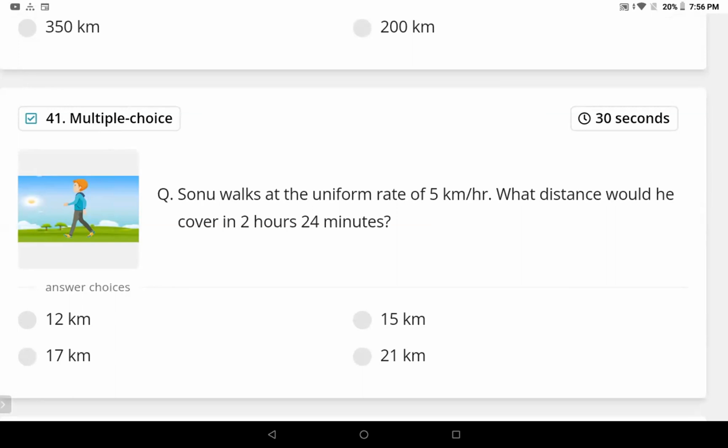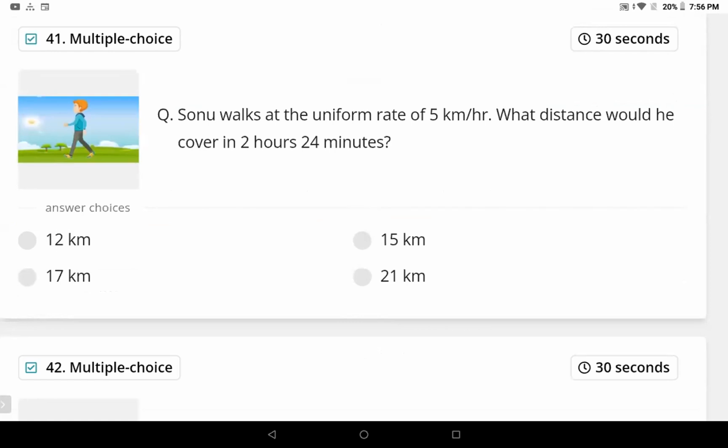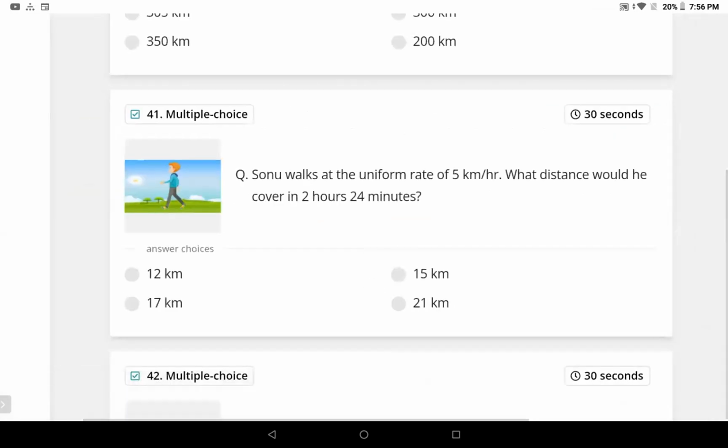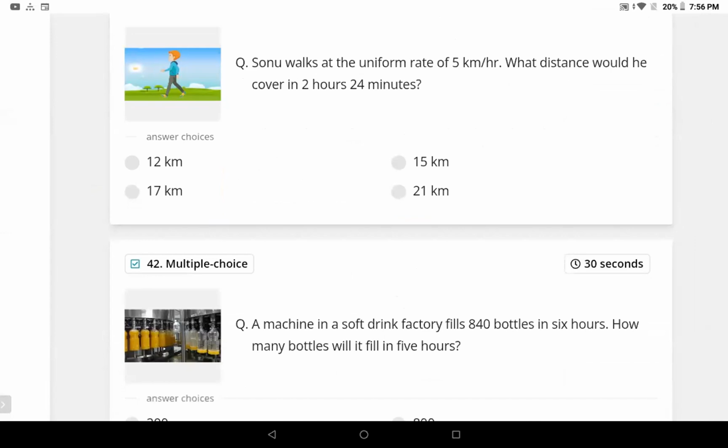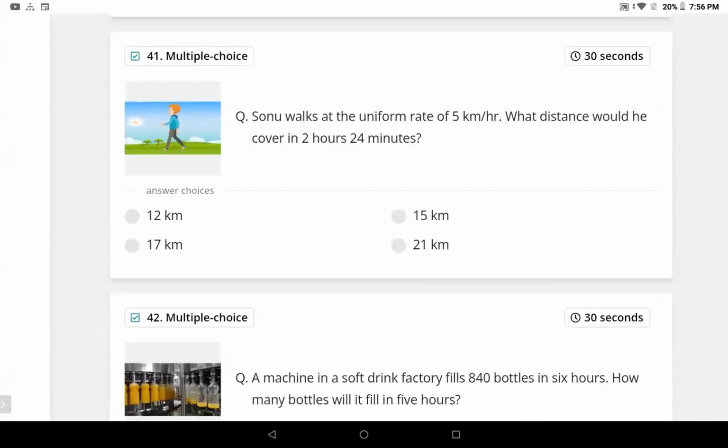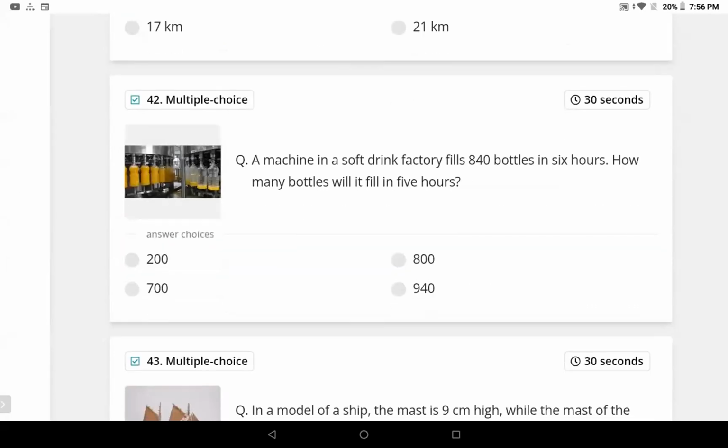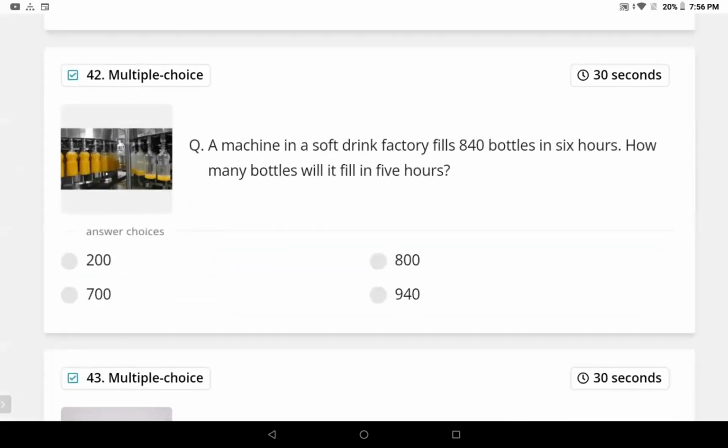Sonu walks a uniform 5 kilometers per hour. What distance will be covered in 2 hours? Direct proportion. So 5 kilometers per hour, so more than 10. Which answer is correct, children? Is it 12 kilometers? Yes, ma'am, 12 is correct. Exactly. By estimating also you can answer this question, children, because there is no other near number. 12 only we have.